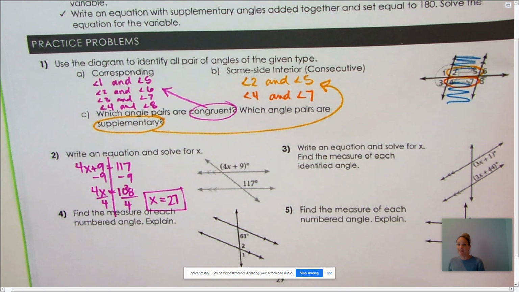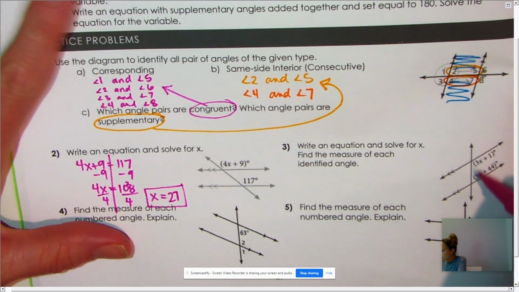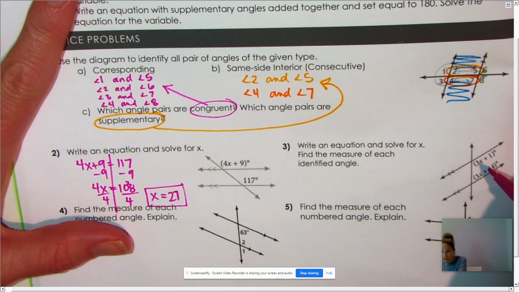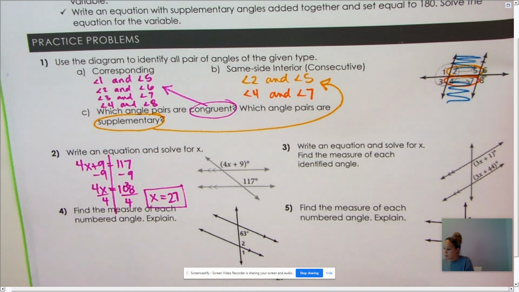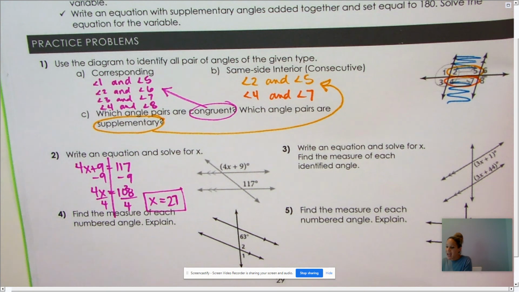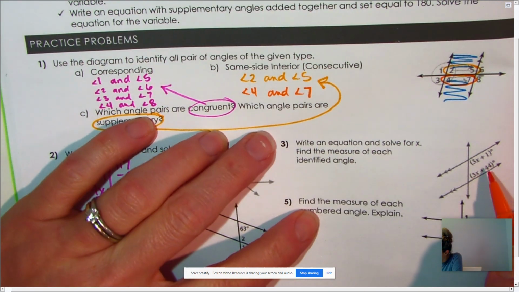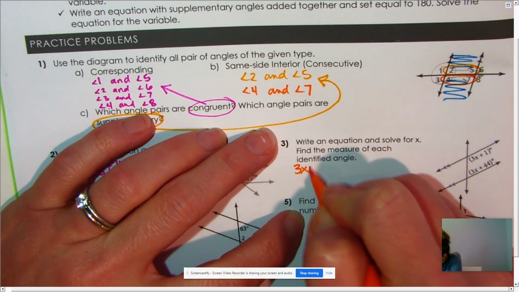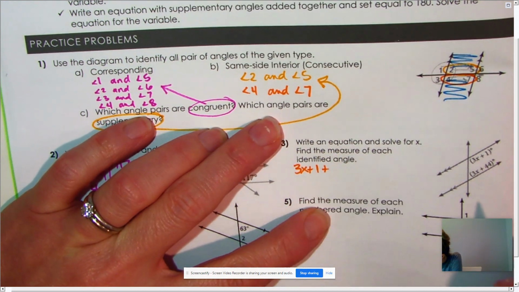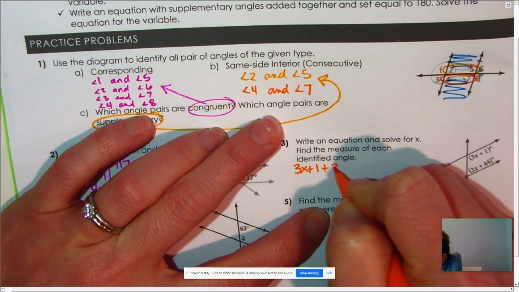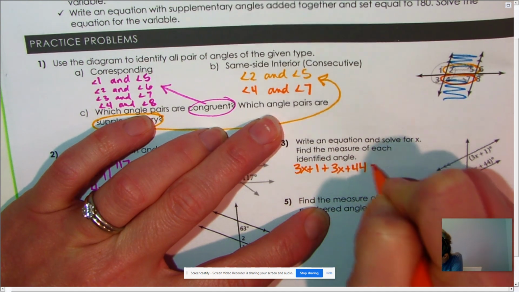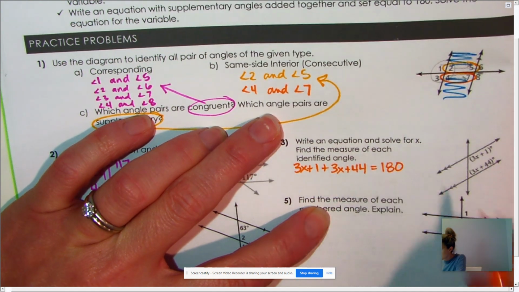Question number 3 says write an equation and solve for x. These ones are same side interior. Okay, so remember, same side interior adds up to make 180. So the way that we start this equation is a little bit different. 3x plus 1 plus 3x plus 44. When I add those up, I get 180 degrees.